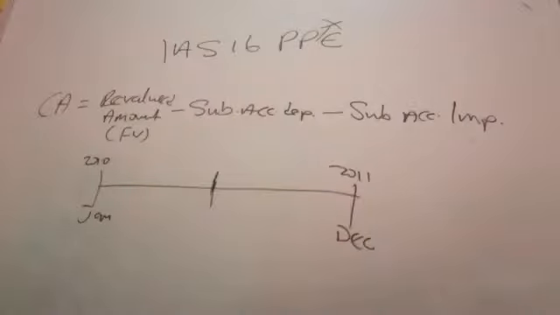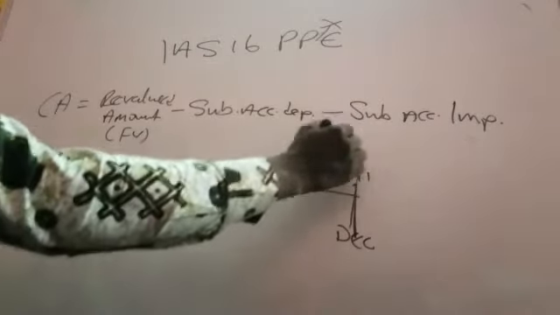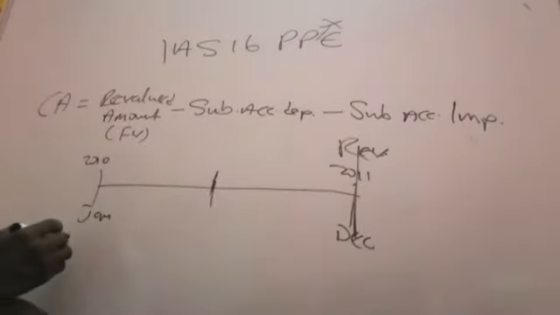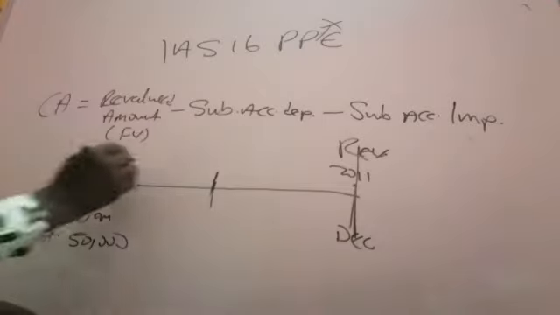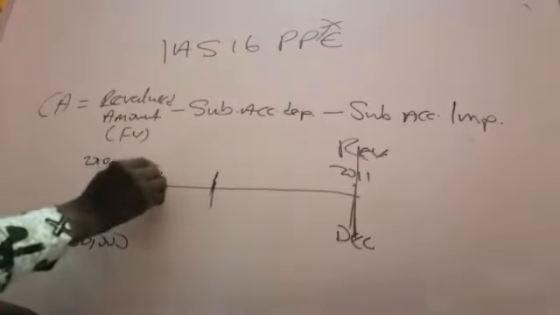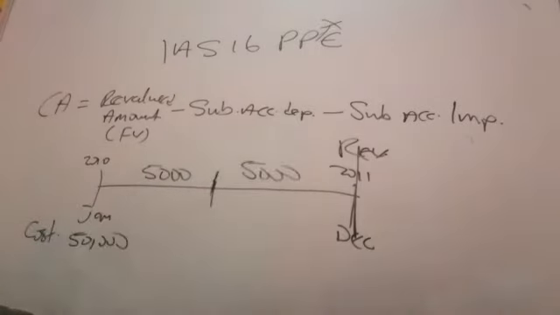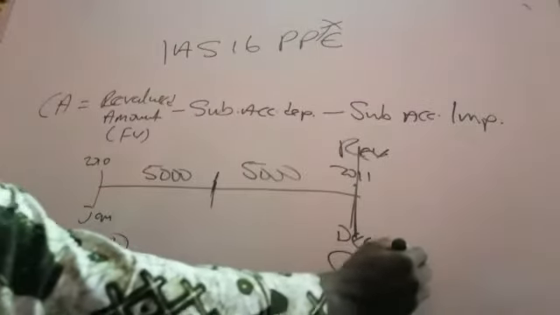So in short, any accumulated depreciation that we have calculated prior to the revaluation, this is the revaluation date. So maybe the cost of the asset is 50,000. Depreciation you charge is, let's say, 5,000 each year. So that means on this day, the current amount will be 40,000.